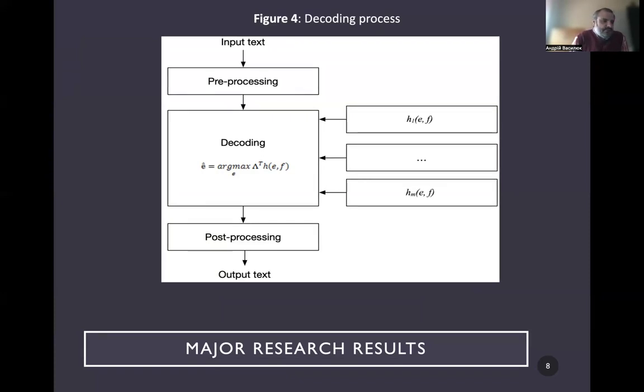Brown presented a source channel model where the language of the original sentence E is considered as generated by the source, with probability P of E determined by the language model, and this is passed through a translation channel to generate sentences of the input language F, according to the translation probability P of F given E. The task of the translation system is to determine E from the received sentence F.